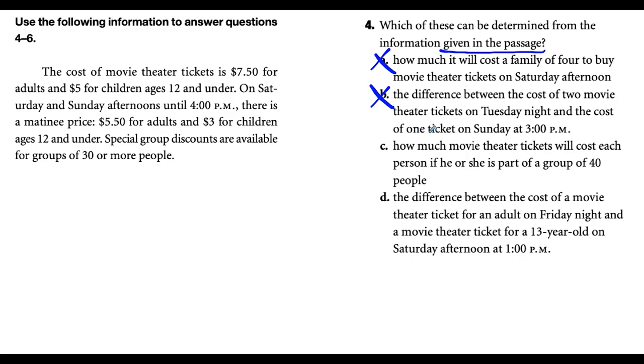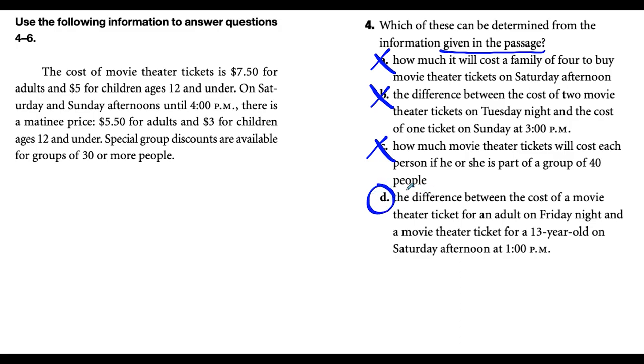So now for C, how much movie theater tickets will cost each person if he or she is part of a group of 40 people. So they said that there are group discounts available for groups of 30 or more, but they didn't tell you how much the discount is. So this we can't determine. So just by process of elimination, it's going to be choice D. But let's just read this to be sure.